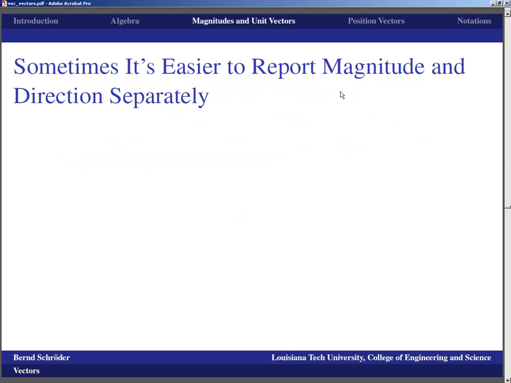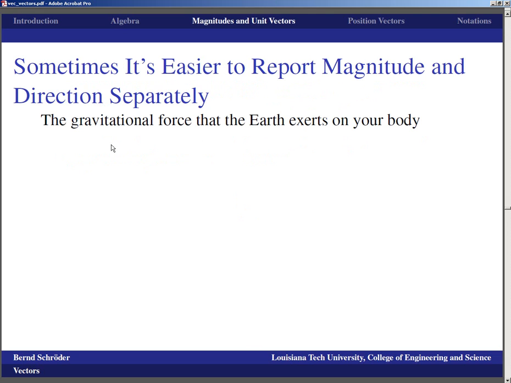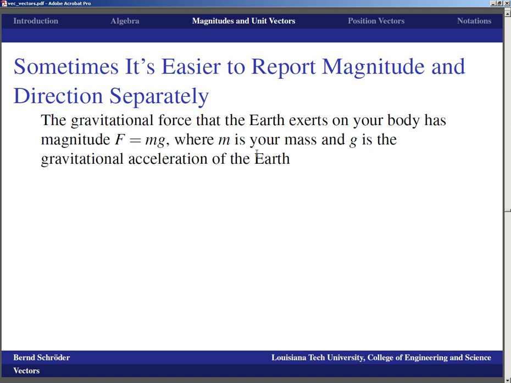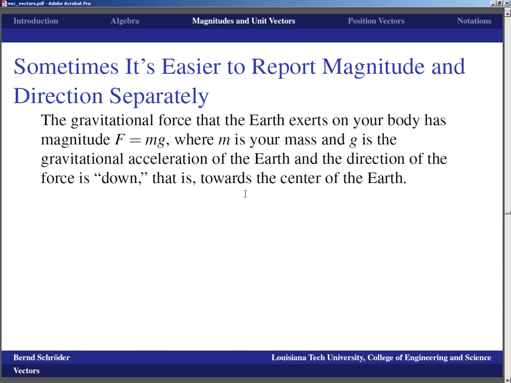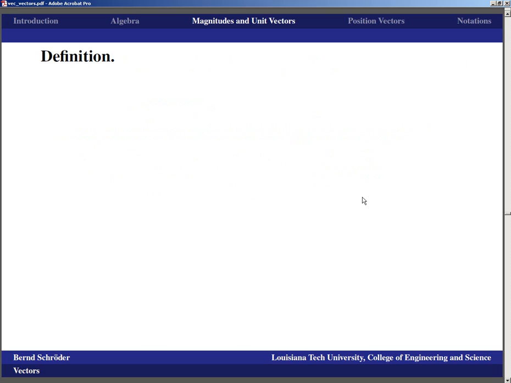Well, sometimes it's easier to report magnitude and direction separately. That is something that happens very often in physics. So, for example, the gravitational force that the Earth exerts on your body has magnitude force equals mass times gravitational acceleration. We know that, where m is your mass and g is the gravitational acceleration of the Earth. And the direction of the force is down. Whatever down means, it would be down towards the center of the Earth.